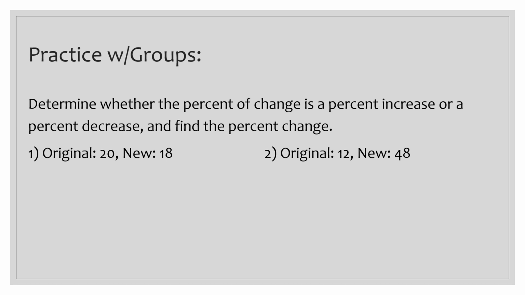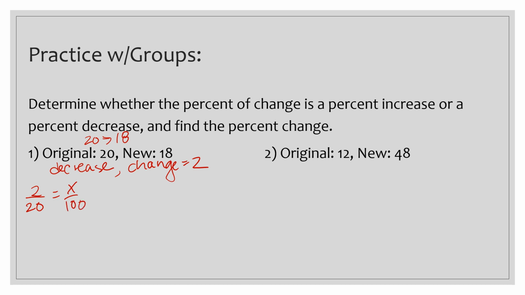Okay, now we're ready to come back. So what we have here is my original was 20, my new is 18. So I went from 20 to 18. That to me is a decrease. And my change is 2. So I'm going to say it's 2 over 20 equals x over 100.